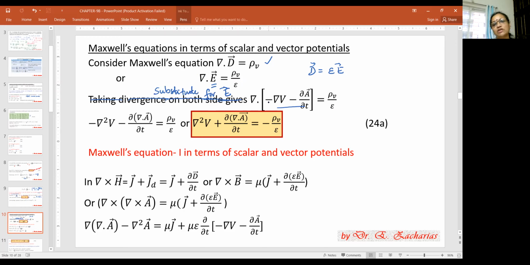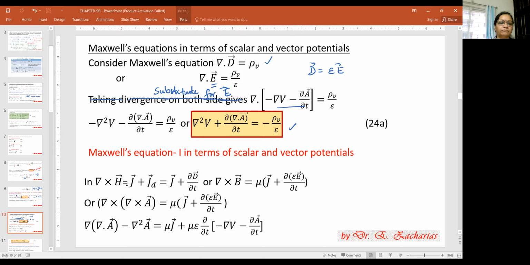When you substitute for E in terms of minus del V minus dou A by dou T, let us see what we are getting. So expand this. When you expand this, you're getting minus del square V minus dou by dou T of del dot A is equal to rho V by epsilon. Multiply the left hand side and right hand side by minus 1. So you get del square V plus dou by dou T of del dot A equal to minus rho by epsilon. So this is your Maxwell's equation, no longer in terms of electric field. It is written in terms of scalar and vector potential.